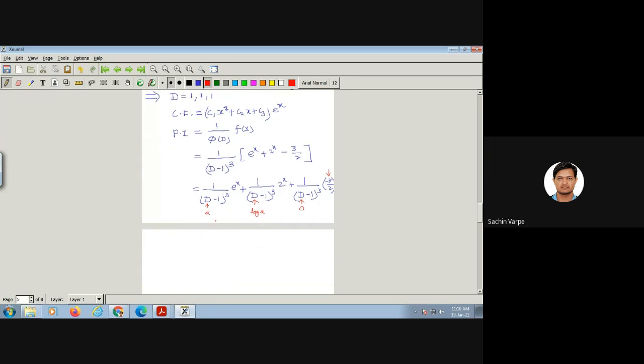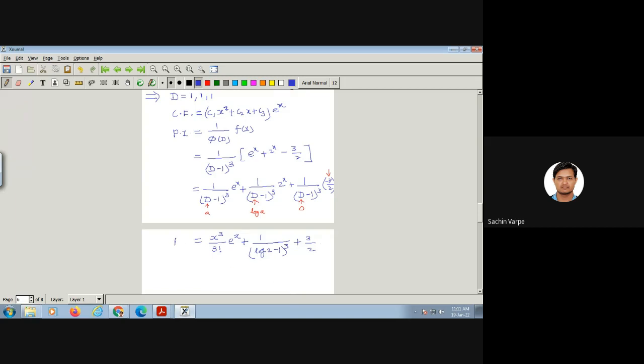So when I replace D by 1 in the first, that will be a case of failure. How many times? 3 times. So I can directly use the formula. What the formula says, 1 upon D minus a raised to r will be equals to what? X raised to r upon r factorial e raised to x. Yes or no? Plus, in the next, I'll replace D by log a. A is 2. So log 2 minus 1 cube. And plus, here when I replace D by 0, minus 1 cube will be minus, and minus minus will be plus 3 by 2. Yes or no?